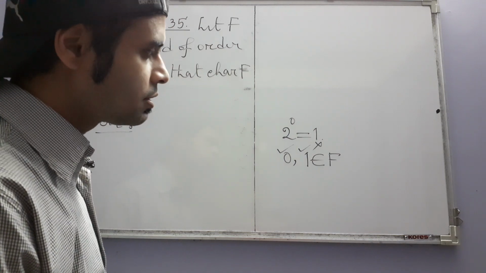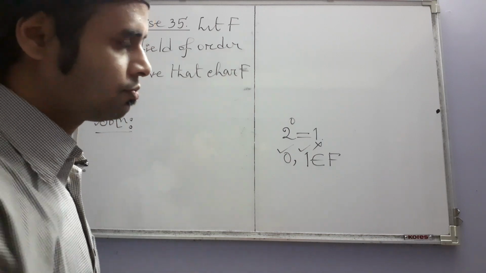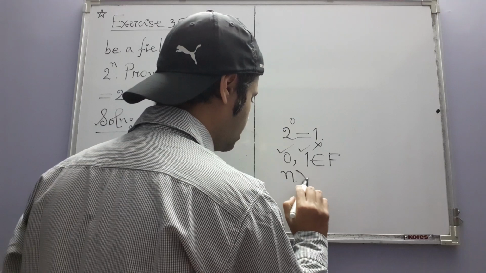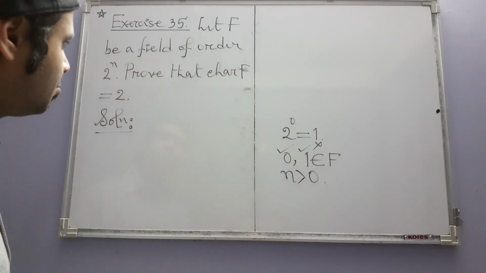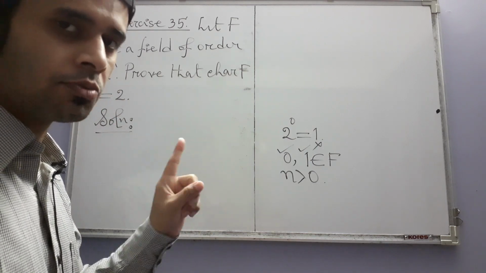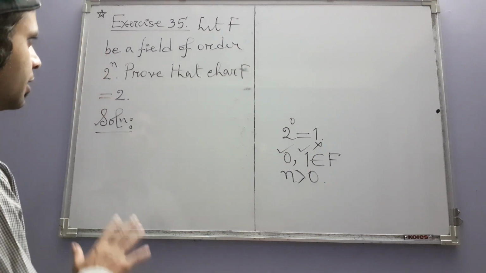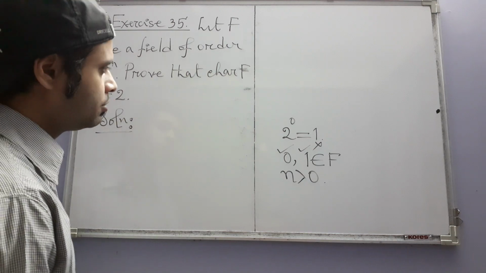So the smallest field has two elements. There is of course one such field. So n cannot be 0, n has to be a positive integer. So that means in this order we at least have one 2 is there. Okay. Now we want to prove that the characteristic of F is equal to 2.